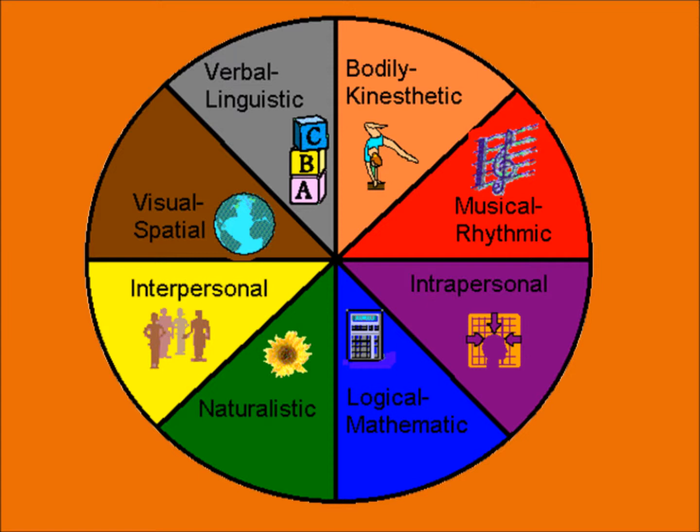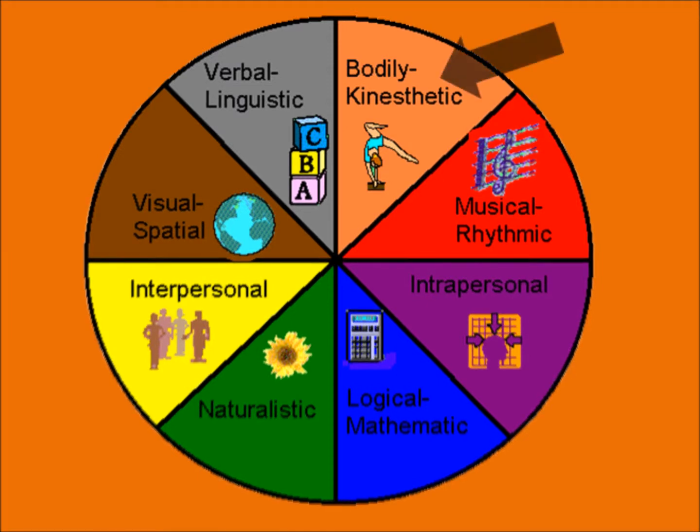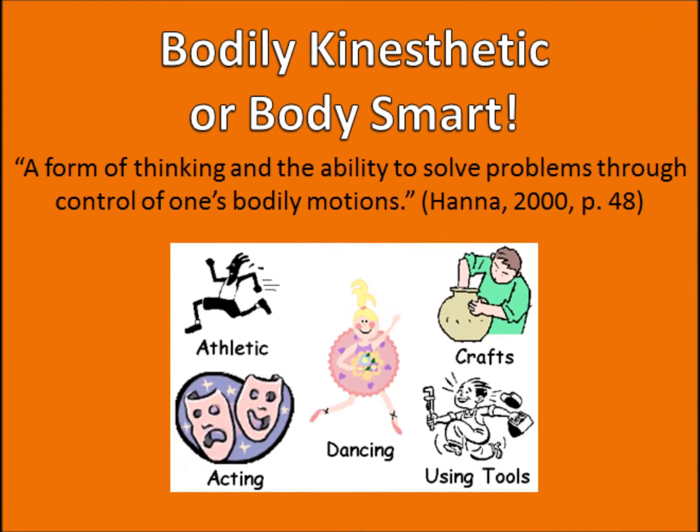Within dance education, dance allows for the integration of kinesthetic learning with understanding. This kind of kinesthetic learning aligns with Howard Gardner's bodily kinesthetic intelligence in his theory. Bodily kinesthetic intelligence involves people who are body smart and tend to have a form of thinking and the ability to solve problems through control of one's bodily motions. People who thrive with bodily kinesthetic learning like to move, learn best with movement, and have the ability to use their body to coordinate movement.